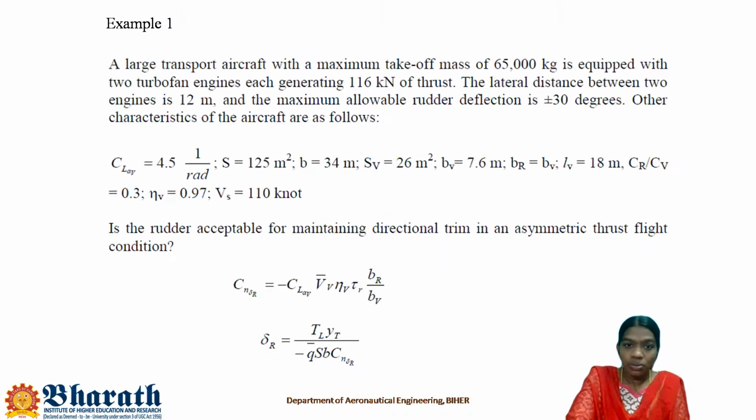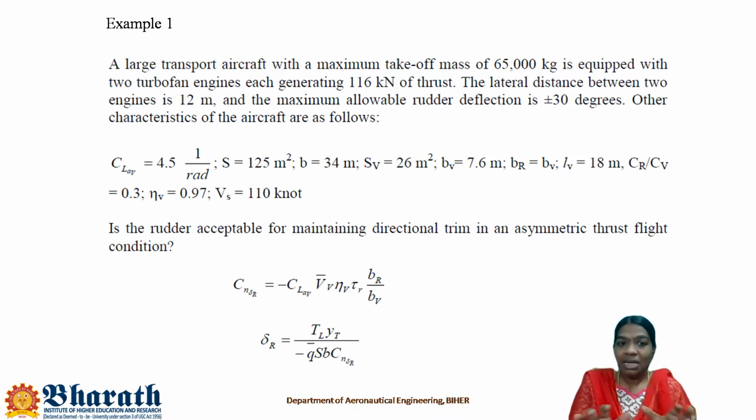Okay. So there may be some problems expected. Just a large transport aircraft with the maximum takeoff mass of 65,000 kg is equipped with two turbofan engines, each generating 116 kilonewton of thrust. The lateral distance between the two engines is 12 meters. And the maximum allowable rudder deflection is plus or minus 30 degrees. So it is set during the design of the aircraft.